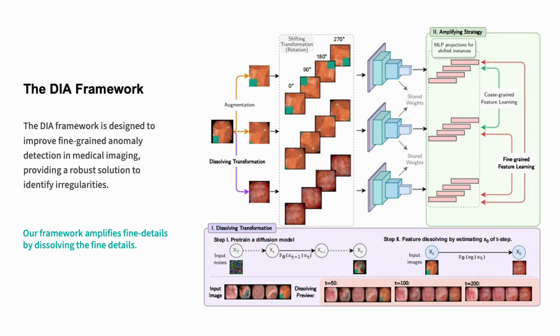In the end, our framework appears like this. As shown in the figure, those two orange branches are the common augmentation branches like in most contrastive learning frameworks. We additionally employ a purple branch below for the dissolving transformation. While those two augmentation branches apply contrastive learning to learn the coarse-grained features, our dissolving transformation branch applies contrastive learning for learning the fine-grained details. Essentially, our framework amplifies the fine-grained details by dissolving the fine-grained details. That is why we name our framework Dissolving is Amplifying.